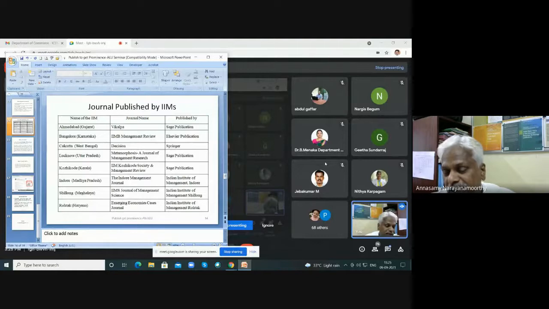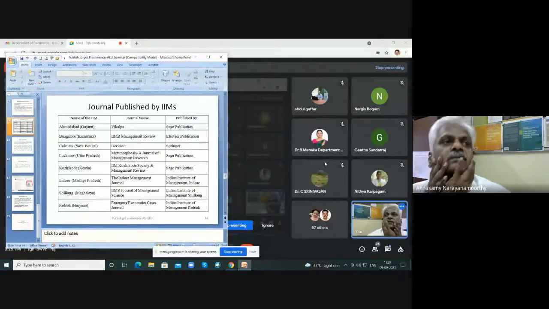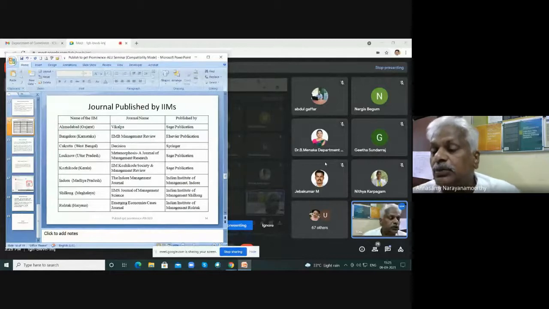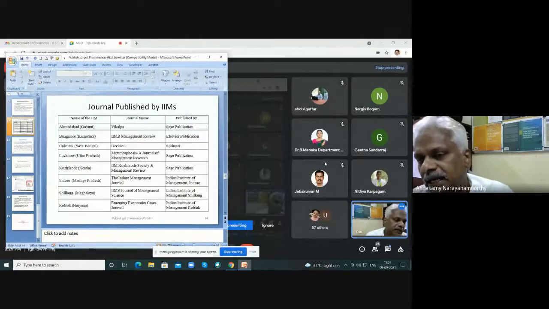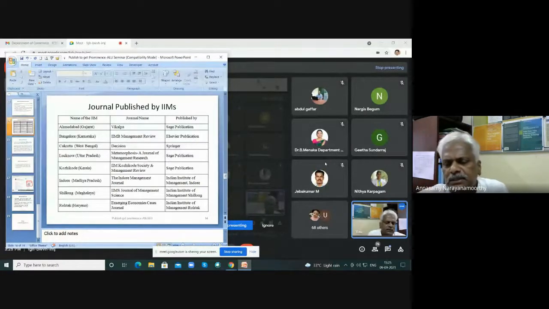If anyone needs great journals, these journals are related to HR, right? There is also a separate journal published by Sage or Springer. What is it called? Journal of Human Resource Development. Okay, there is a journal called Journal of Human Resource Development, which focuses on human resources development. So many journals are there. Don't say that the journals are not there.